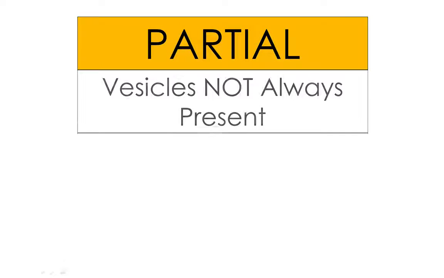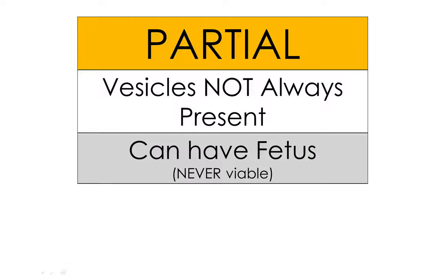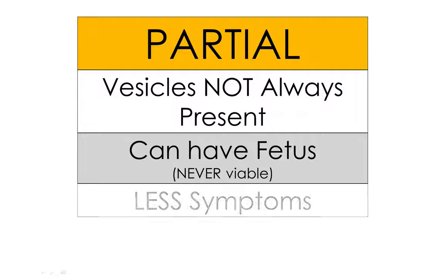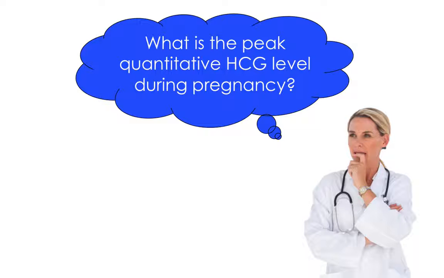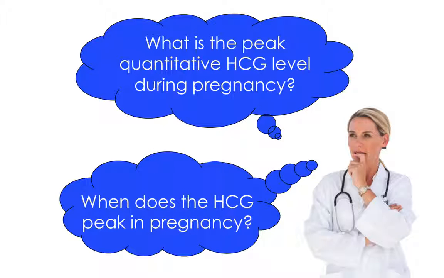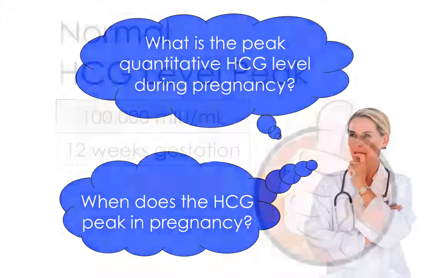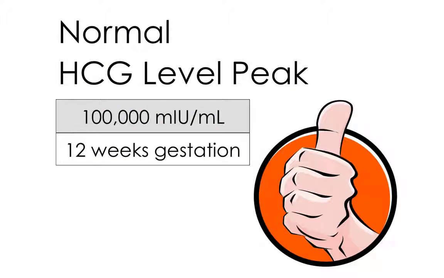Partial molar pregnancies do not always have the hydropic vesicles. They may have a non-viable fetus and have less symptoms and lower HCG levels than complete molar pregnancies. This brings up an important consideration with regard to HCG levels in pregnancy. What is typically the peak quantitative level of a single normal intrauterine pregnancy, and when does the HCG level peak during pregnancy? For a single normal intrauterine pregnancy, the HCG will peak at the end of the first trimester at about 100,000 milli-international units per milliliter.